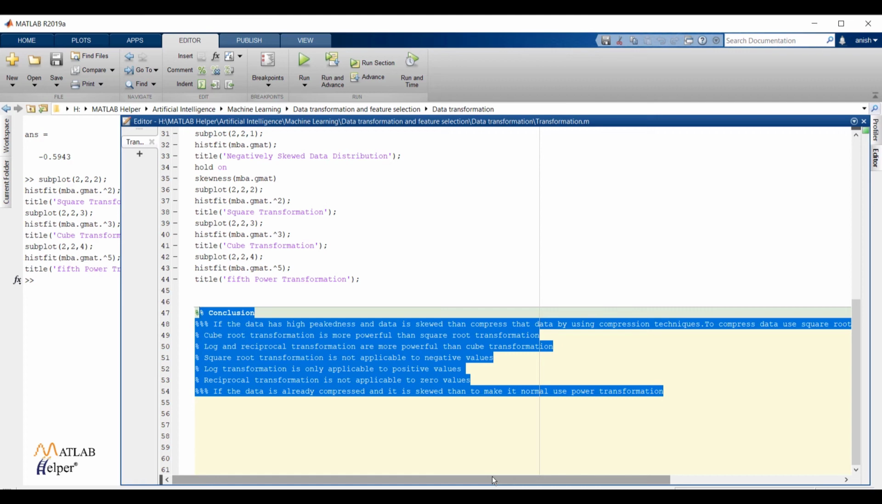The second note is if data is already compressed and it is skewed, then to make it close to normal distribution, use square, cube or any higher order transformation. Obviously, the more the power, the more powerful it is. To get more information about data transformation techniques, watch our Best Transformation Techniques for Machine Learning video from the Fun with MATLAB series. This will end our video. In this video, we have seen different techniques of transformation. In the next video, we are going to see how we can select appropriate features for modeling.